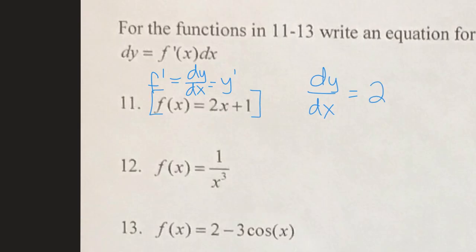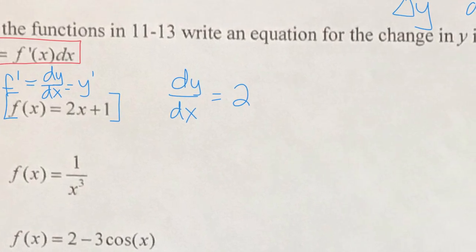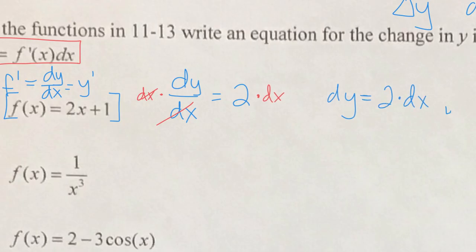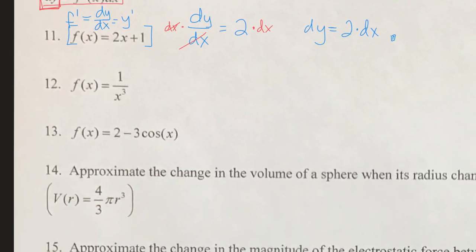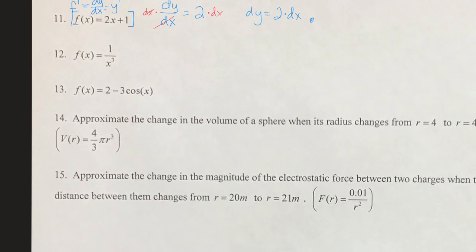Okay, so the only thing we have to do to put it in this form is get dy by itself. So how do I get dy by itself from this fraction? Well, I multiply both sides by my denominator, and I end up with dy equals 2 times dx. That's all there is to it. So let's see how we could use that. Let's do that with number 14.